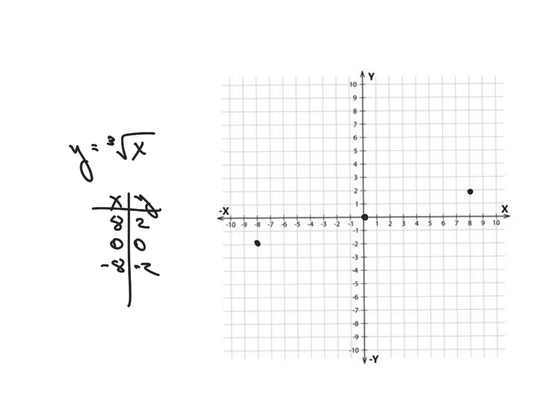Okay. And let's say I put in 1. Cubed root of 1 is 1. Negative 1. Cubed root of negative 1 is negative 1. So I get this weird graph that looks like this. So notice that my cubed root goes into both of these quadrants. It does not go into this one or this one, but it goes into these two because it's a cubed root.